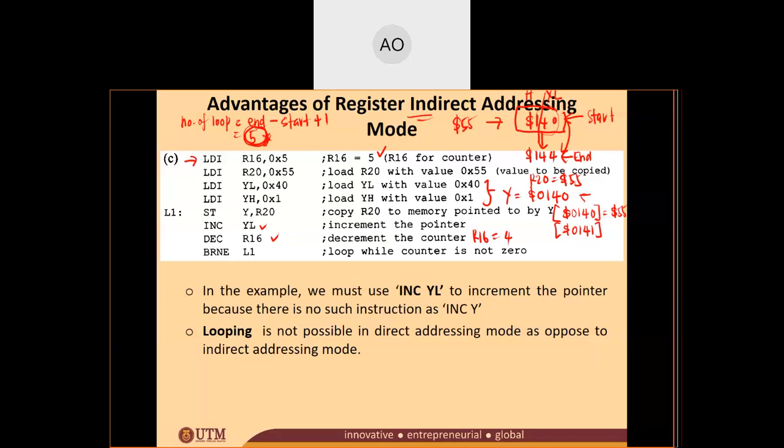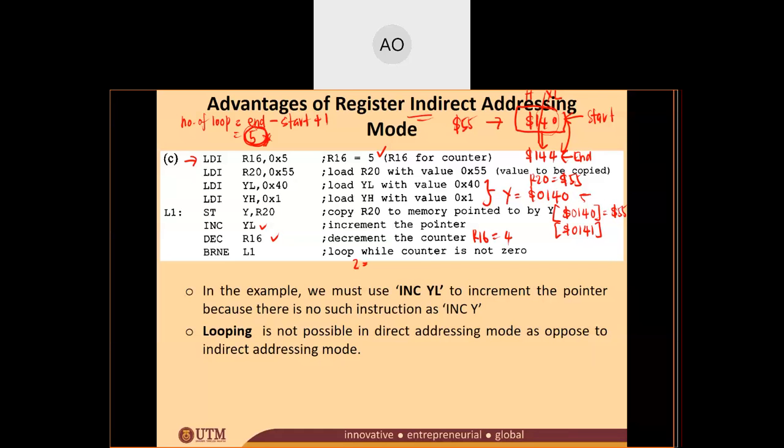Okay, and then we use the branch instruction BRNE. So what does the BRNE do? This BRNE will look at the Z status register. It stands for branch not equal, which means that if the number is not equal to 0, it will keep looping.